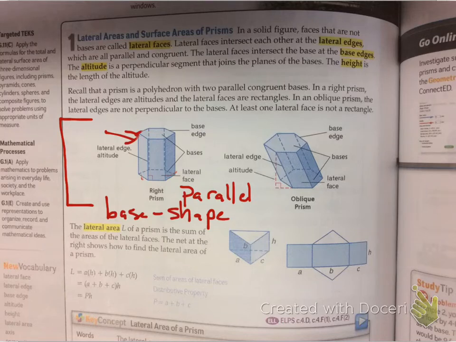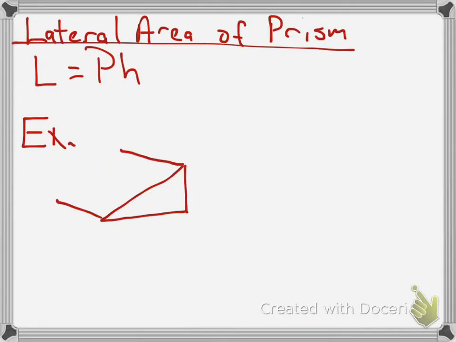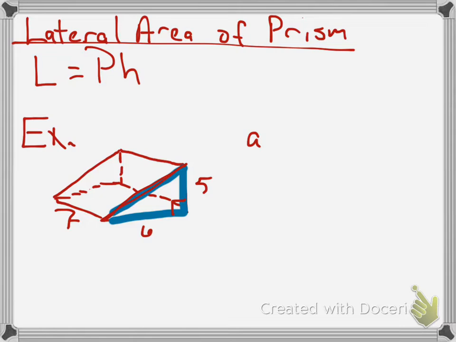Okay. Now, how do you find the lateral area? The lateral area is the perimeter times the height. So let's say you get something like this. This is a prism, a triangular prism to be exact. From there you would have to identify what's the base and what's the height. Even though it's kind of weird, your base is this shape right here. Okay? So, that's a 7, by the way.